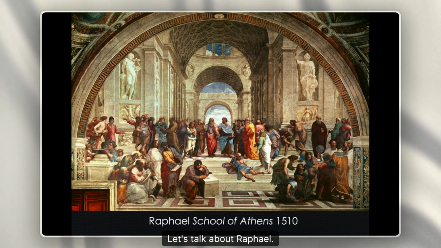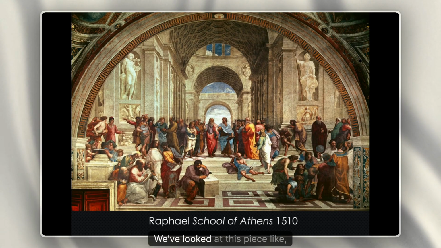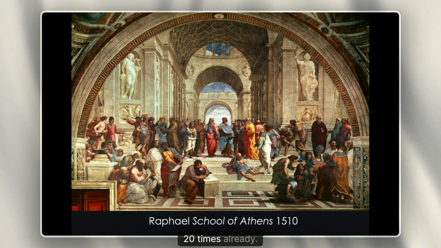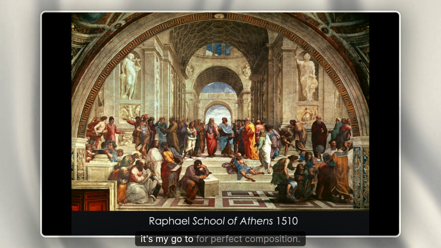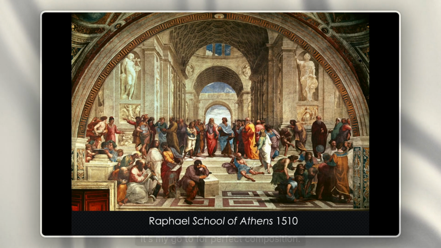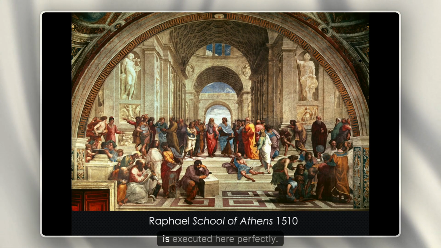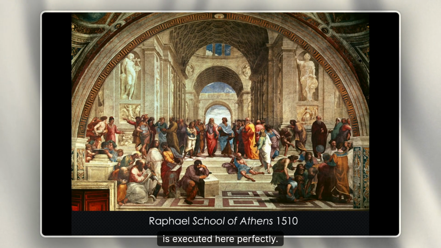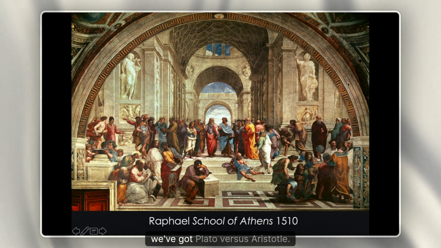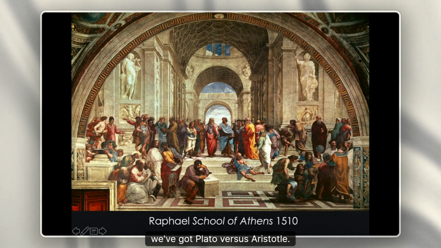Let's talk about Raphael. School of Athens. We've looked at this piece like 20 times already. It's my go-to for perfect composition. Every single art toolkit element that we studied is executed here perfectly. In the center, you see we've got Plato versus Aristotle. We've got perfect single vanishing point perspective.